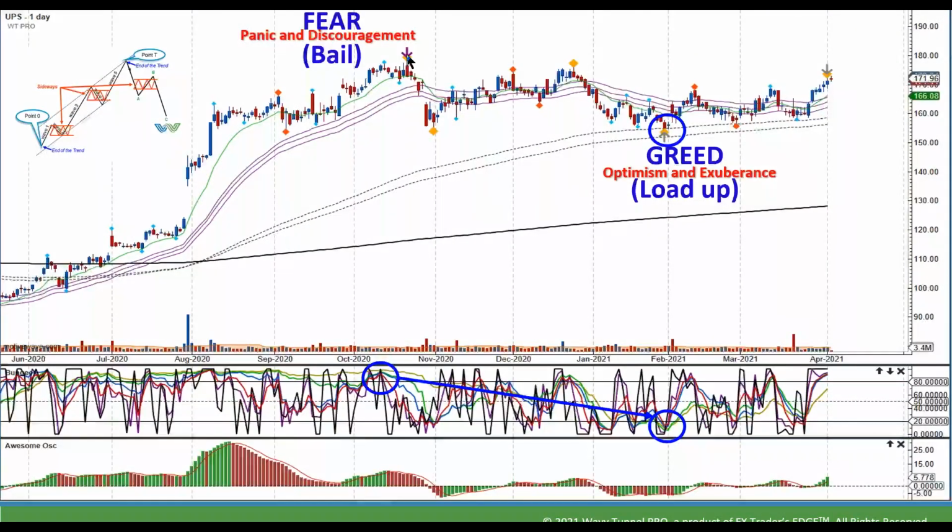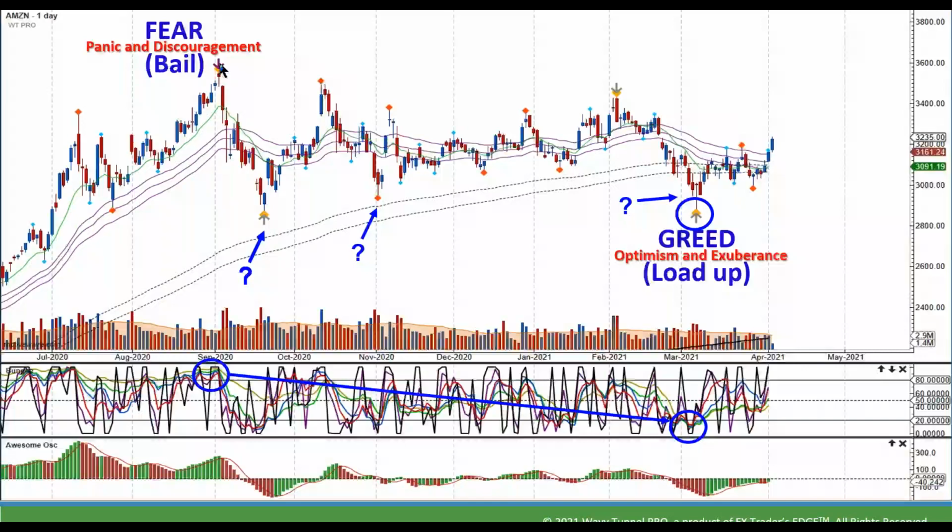Here's UPS, same story. Purple arrow, yellow in the upper, gray arrow, yellow in the lower. And finally, Amazon, purple upper. We have a lower gray, and you can certainly take a trade on a lower gray, but just know that the strategy we are using is we want to see the yellow in the lower reversal zone. Here, the yellow is not in the lower. Here, the yellow is not in the lower. It's not in the lower until right here.